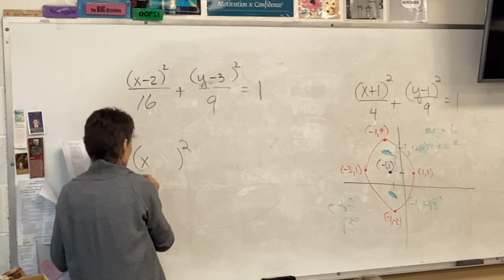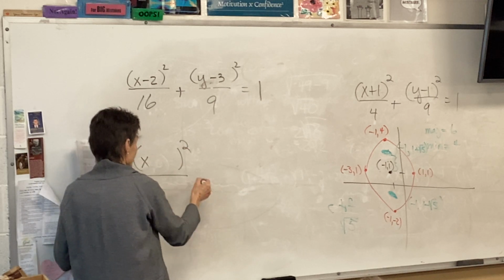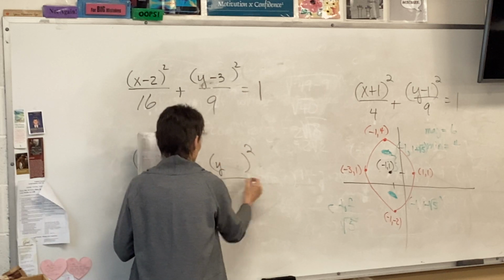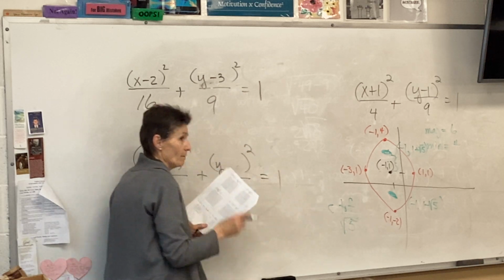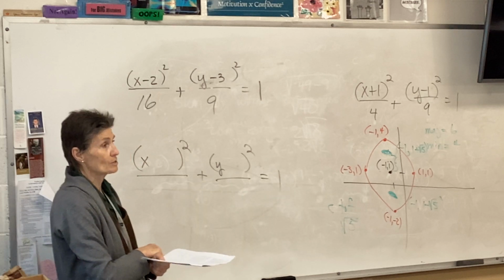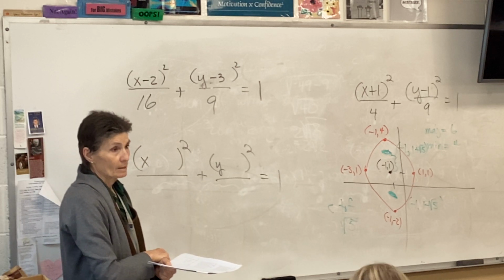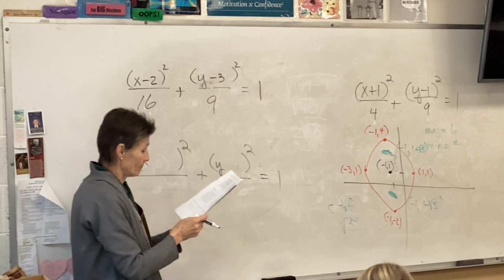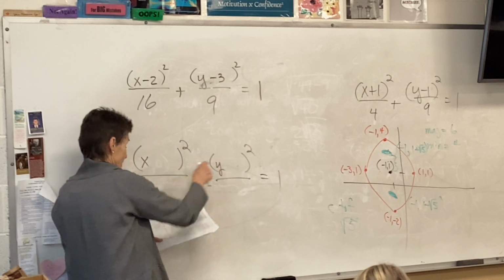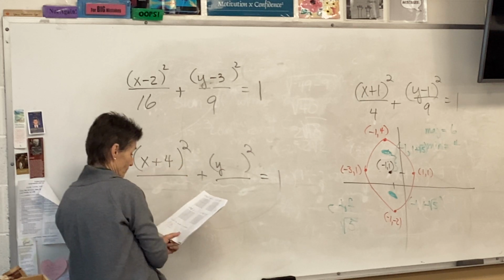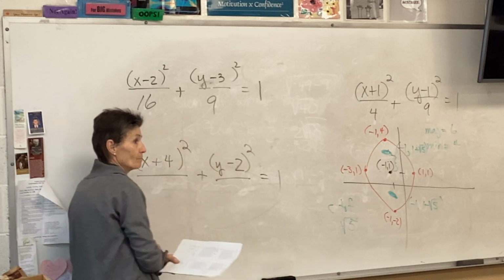Again, you're going to have an x parentheses squared over something, plus a y parentheses squared over something equal to 1. That is what your equation's going to look like. Alright, so let's start filling things in. And we fill in the parentheses. +4, -2.